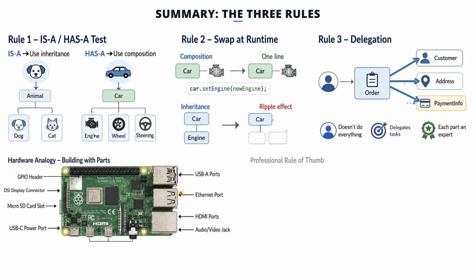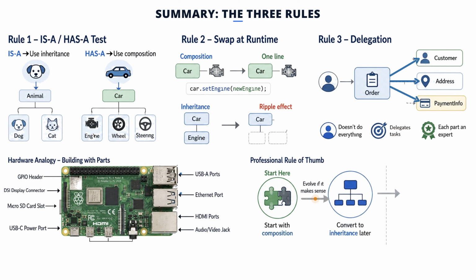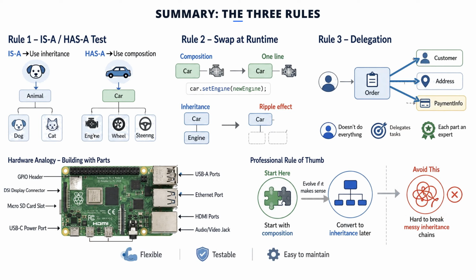So here is your professional rule of thumb. Always start your projects using composition. As your system evolves, if a true parent-child relationship emerges, you can always convert that specific part to inheritance later. But you should absolutely avoid creating massive, tangled inheritance chains right out of the gate. Trying to break those apart after a project is built is one of the most painful, difficult tasks in software engineering. By treating your objects as independent, delegating experts, your code will remain incredibly flexible, easily testable, and a breeze to maintain as your application scales.